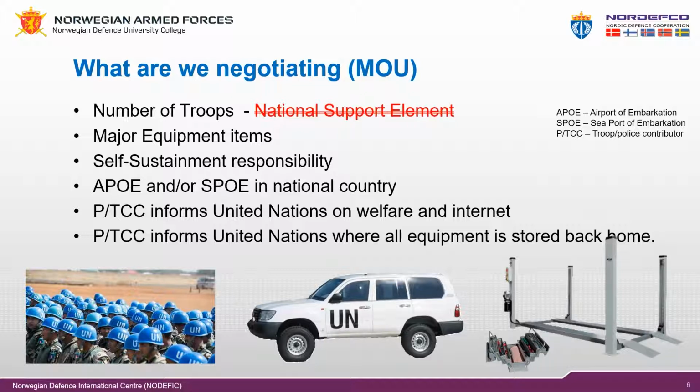So what can we negotiate? We can negotiate the size of the unit's main equipment, similar to the table of organization and equipment, and what logistic responsibility the unit has in the mission. So we negotiate Annex A, the number of troops or police personnel, Annex B, the major equipment, the equipment the unit needs to solve its task, and Annex C, self-sustainment responsibilities, similar to logistic responsibilities.